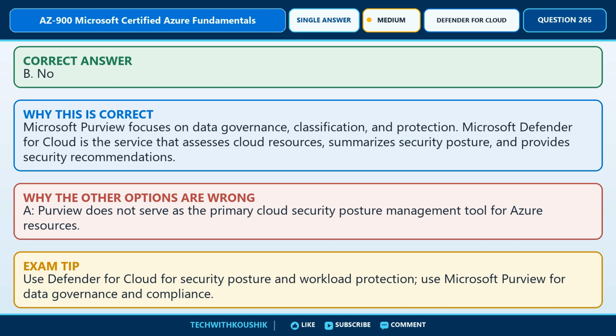Here's why the alternatives are not suitable. A. Purview does not serve as the primary cloud security posture management tool for Azure resources. The main takeaway is use Defender for Cloud for security posture and workload protection, use Microsoft Purview for data governance and compliance.